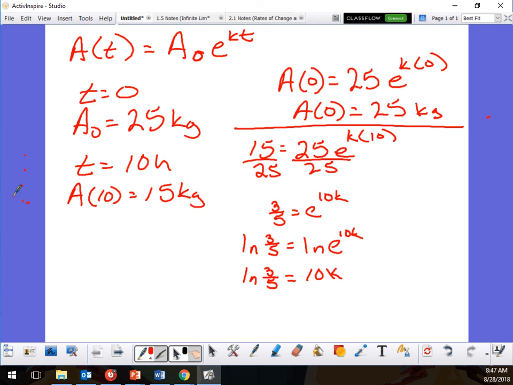Okay? So now, what would I do right here to get k by itself? Divide by 10. Okay? So, when I do that, I need you guys to do this in the calculator now. So it's going to be the ln of 3 over 5, all that divided by 10. Okay, so k is approximately negative 0. Now, in AP Calculus, it's always rounding to 3 decimal points. Always 3 decimal points.